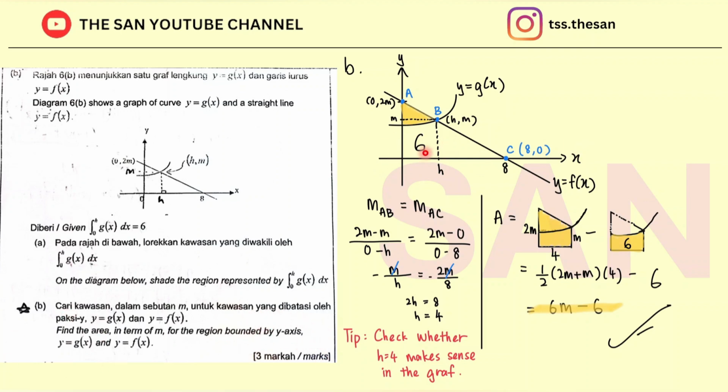So that means the bottom area is not the answer. Now we want to find the area of this in terms of m. That means in my answer, I don't want to see the variable h. So we have to find out what h is.